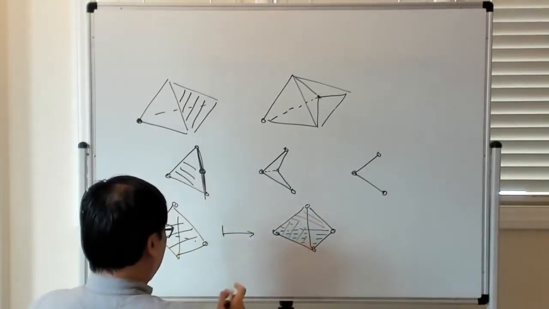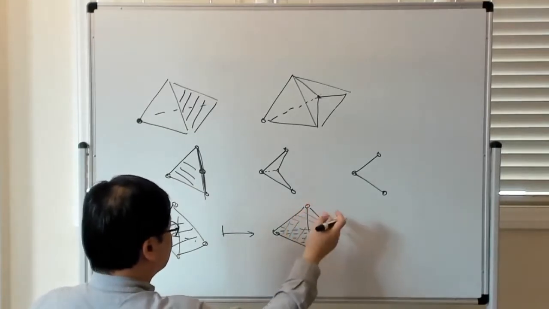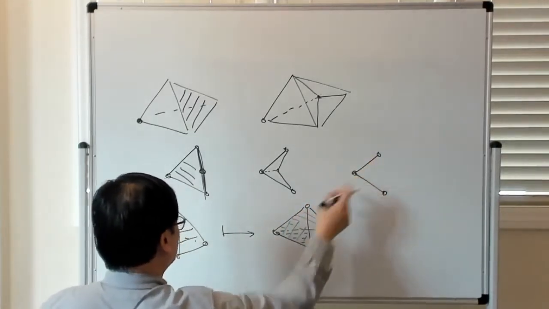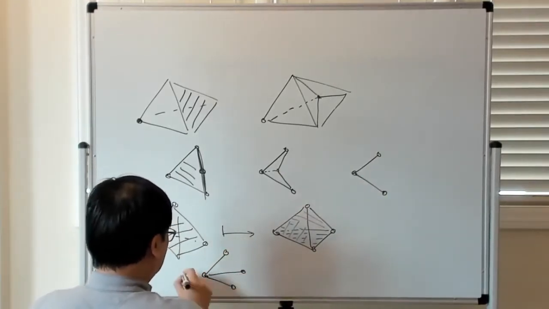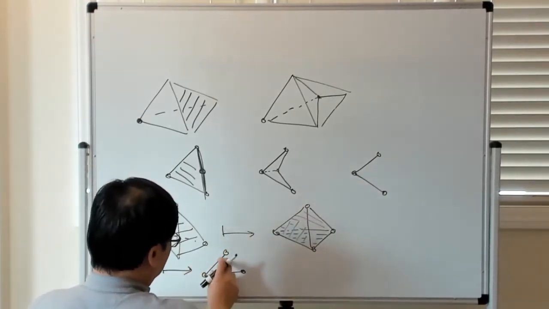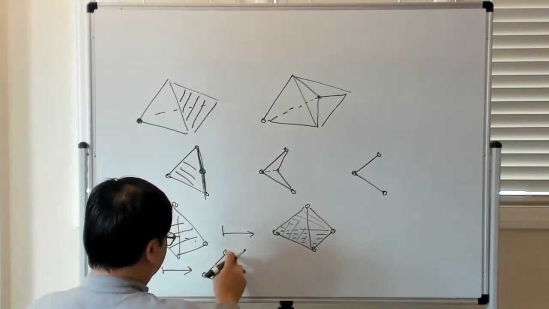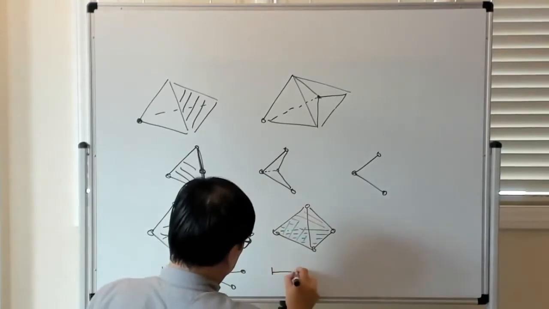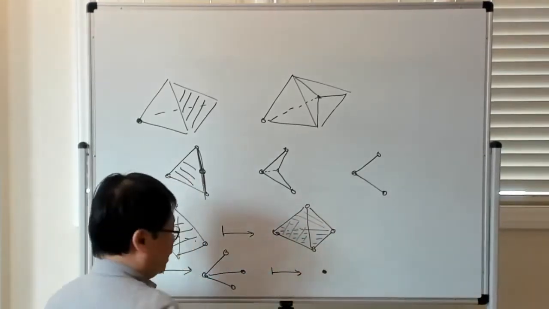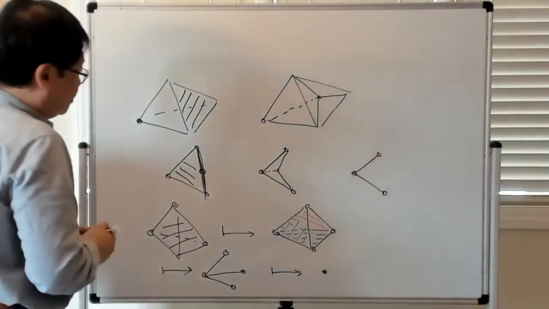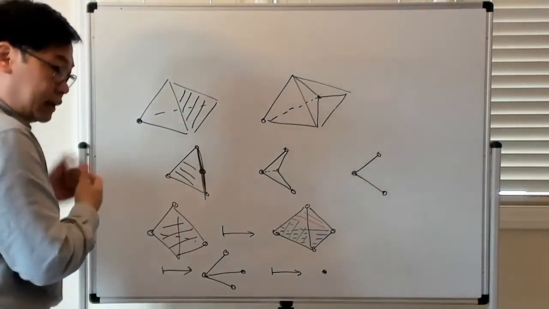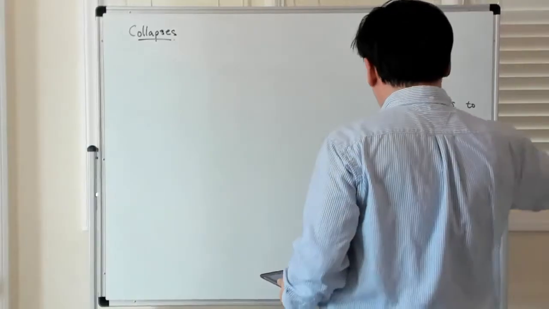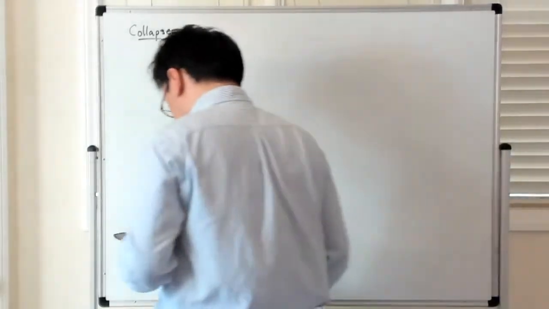So you go from that, and then you can collapse each of those faces back down to their edges, so you end up with something like this. And then once you've done that, you can very clearly pull this back to just the point at the end. So this is an example of what I mean by collapsing a simplex to a point.